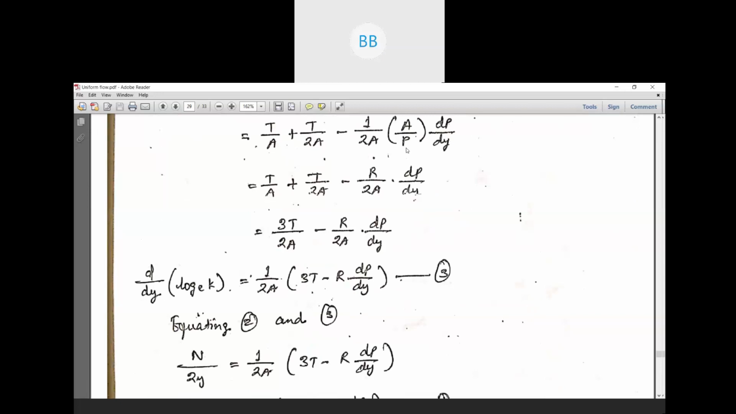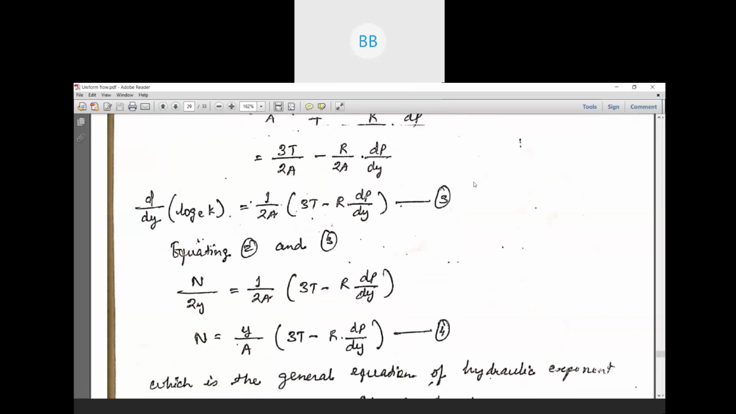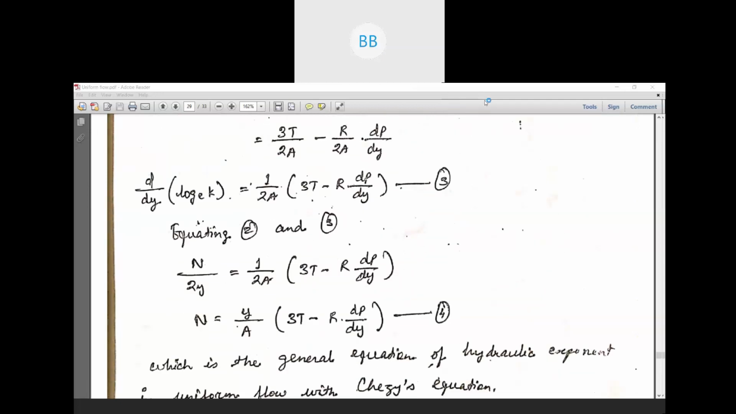So twice A is common, so we'll bring it out. Here also we have twice A. Here also we have twice A. So 1 by twice A, we bring it out, 3T minus R dP by dy. So this is our equation 3.